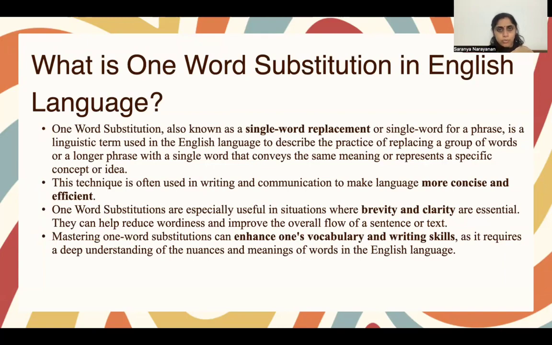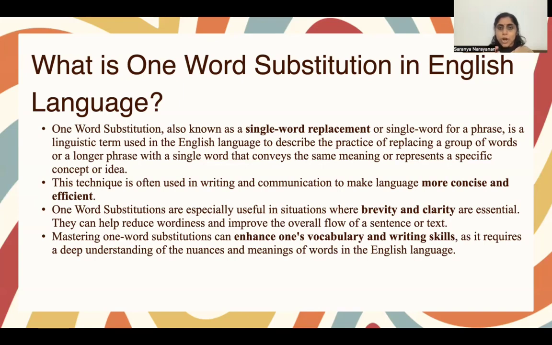So we have a group of words or maybe a phrase, and in order to provide more clarity to that sentence, we would like to replace a few words or a phrase with one single word. That is the purpose of this topic, one word substitution: enhancing your skills and knowledge on how to replace a certain group of words or a phrase using one single word. Now, what is the purpose of this?